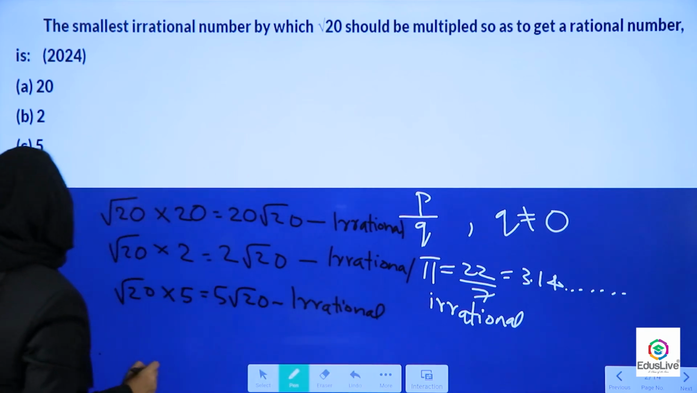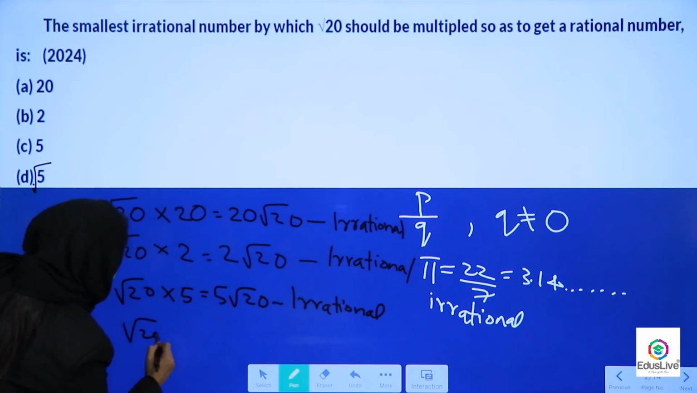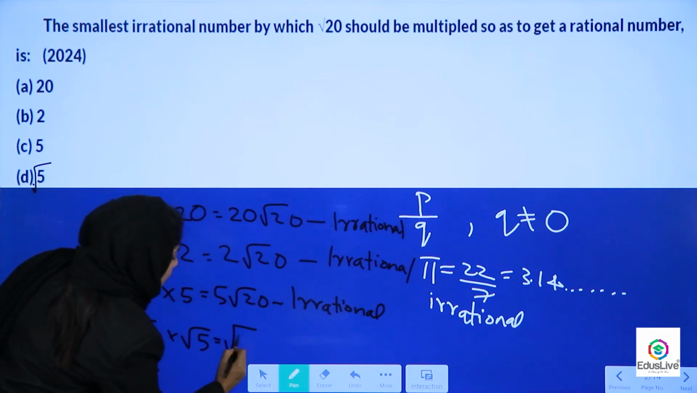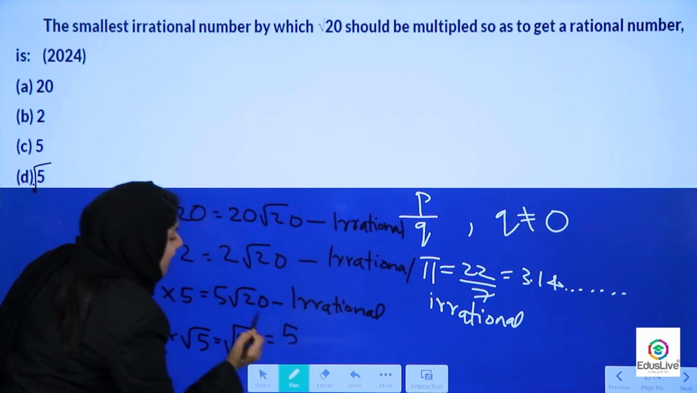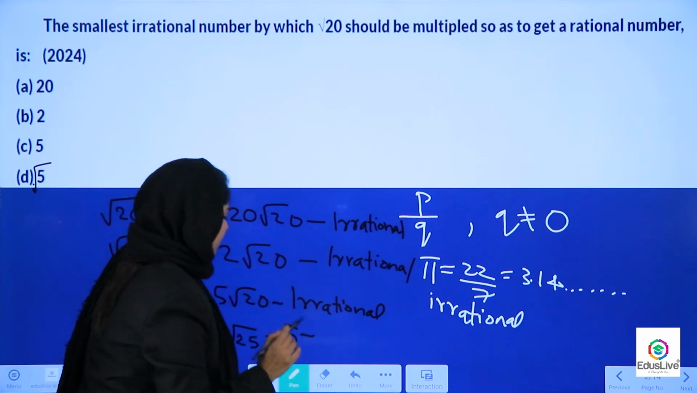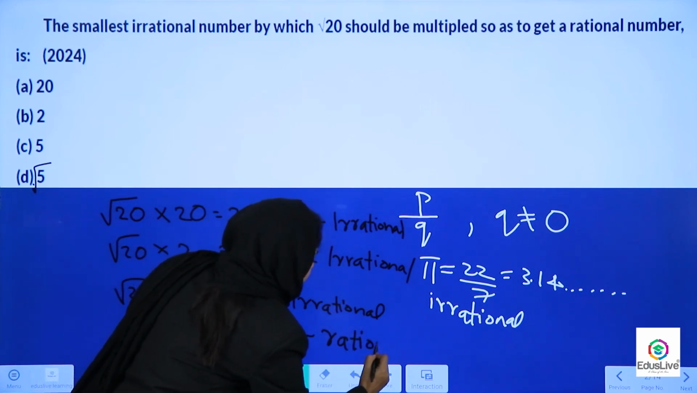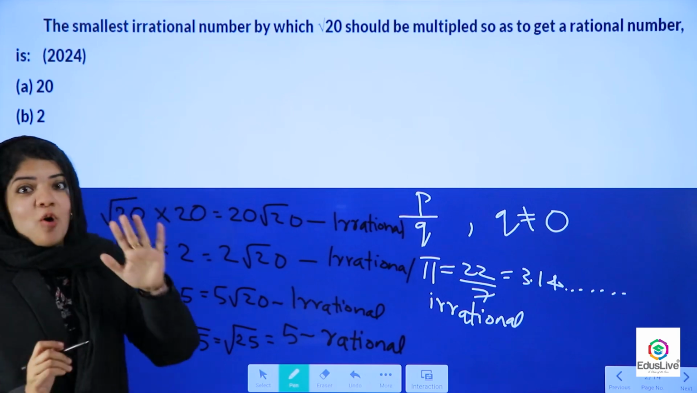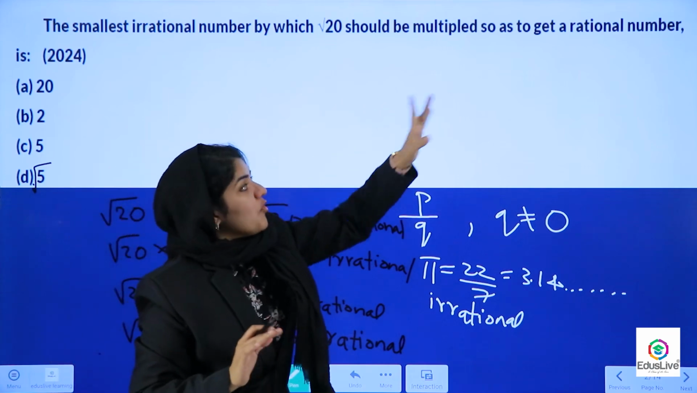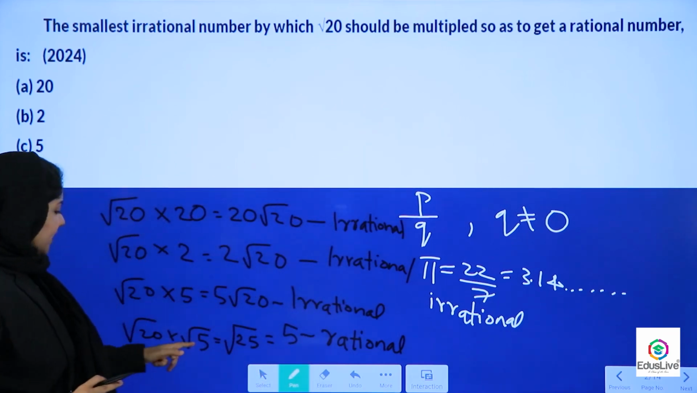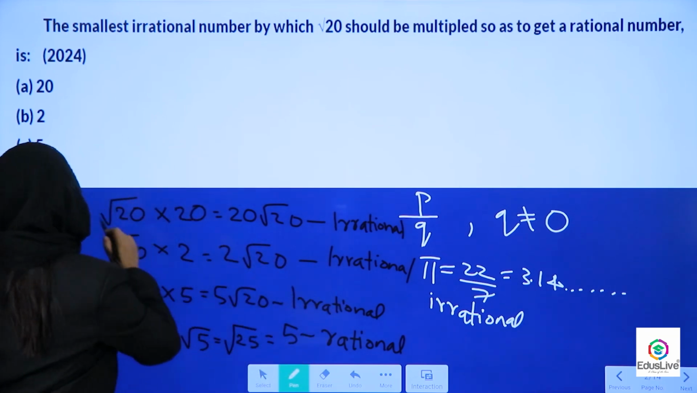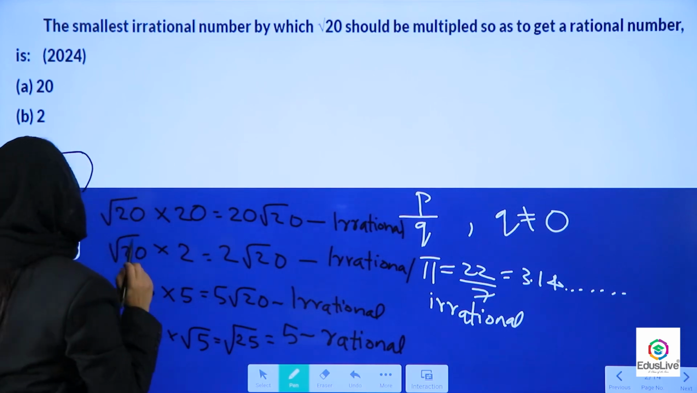Now, take the fourth option, root 5. We are multiplying root 20 with root 5. That is, root 20 into root 5 is root 100, which is 10.